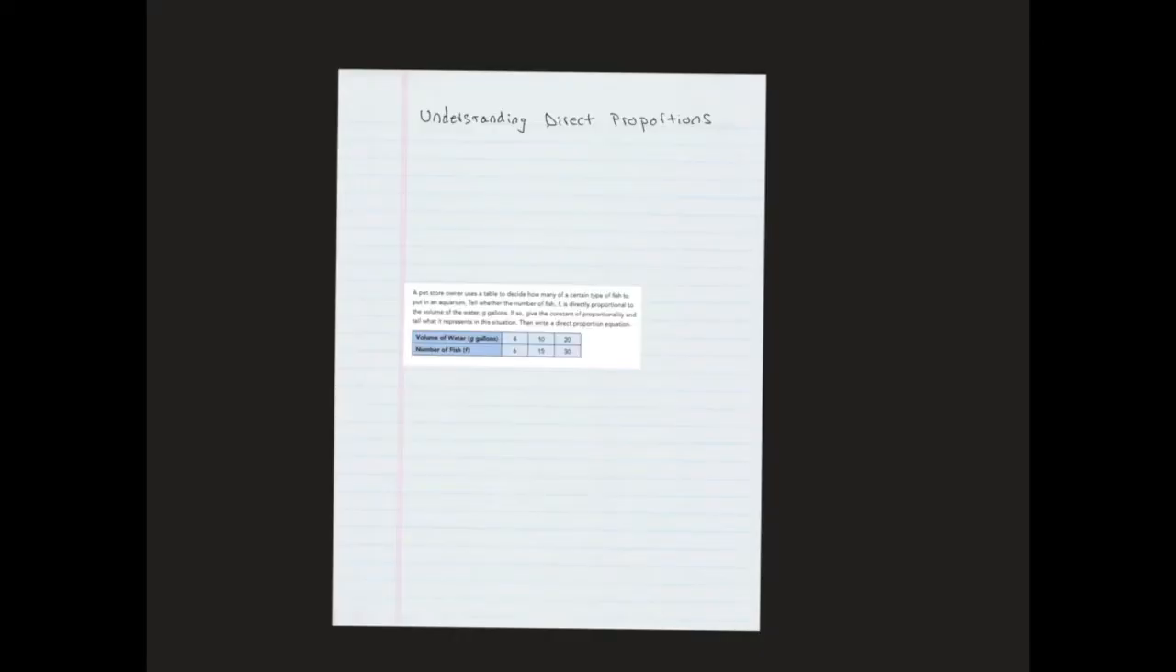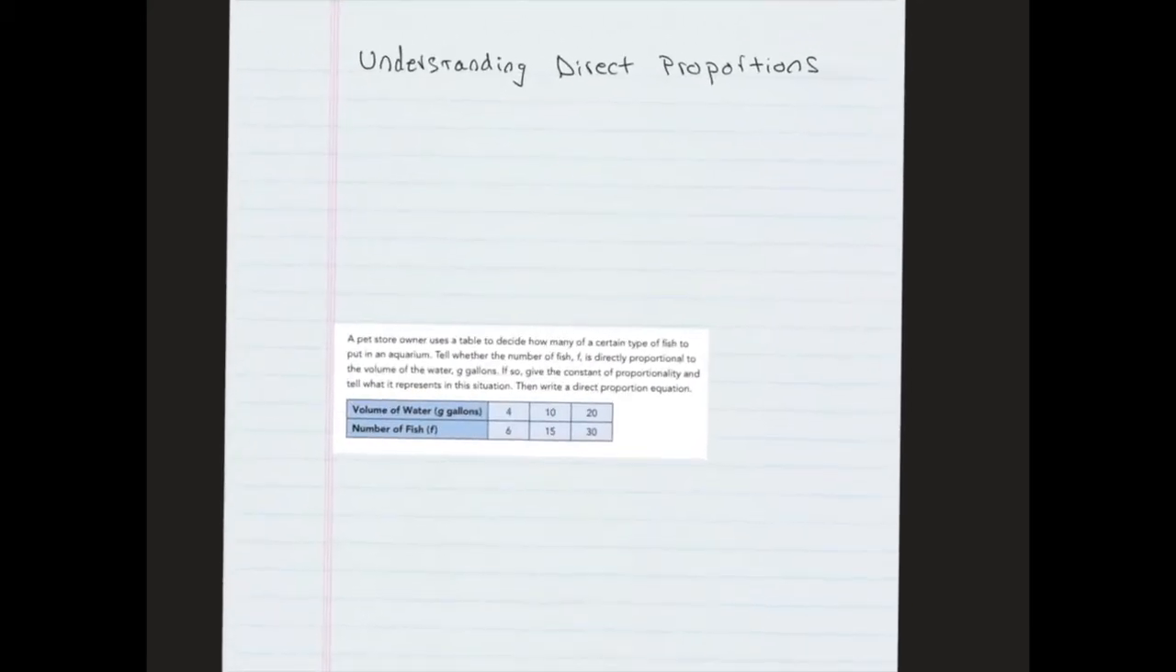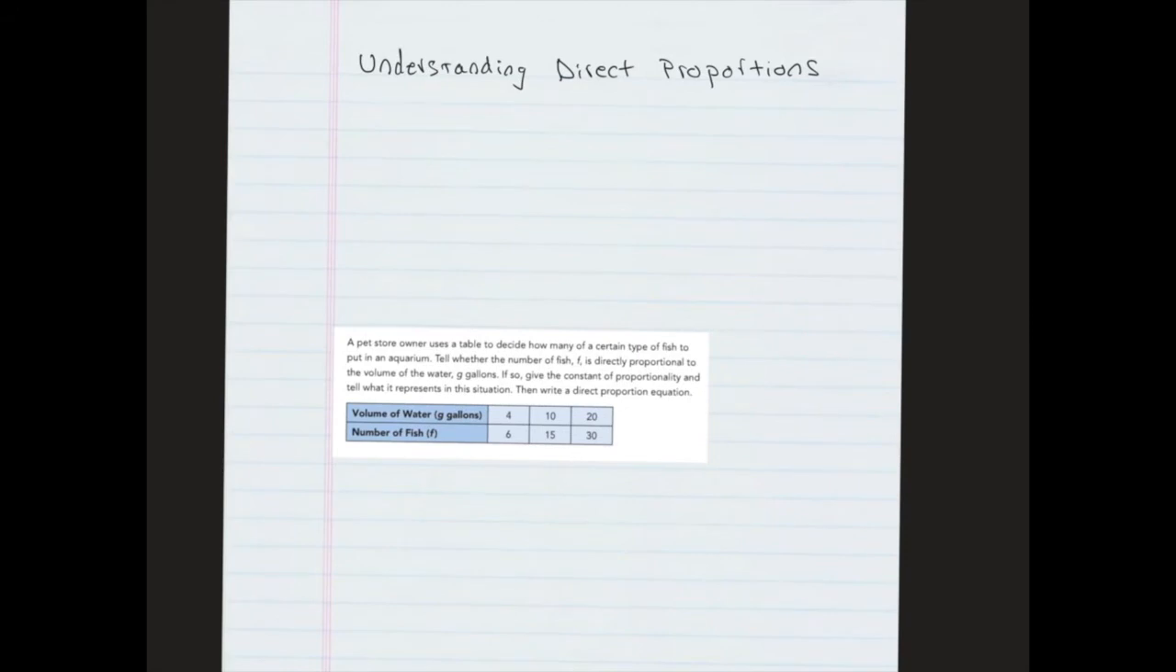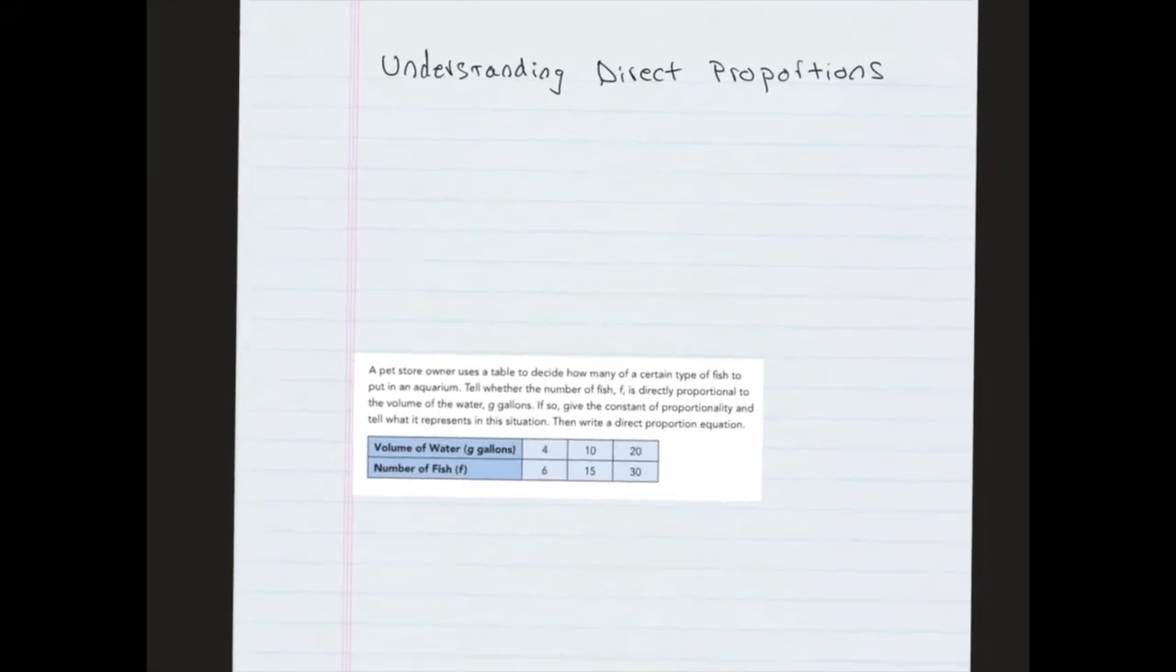Welcome back, mathematicians. So we're going to try to do things a little bit differently here. I've got an iPad set up, so it's not just using my hands and the book. So now I have kind of a digital version of where I want things to be set in your book. This lesson's on understanding direct proportions.